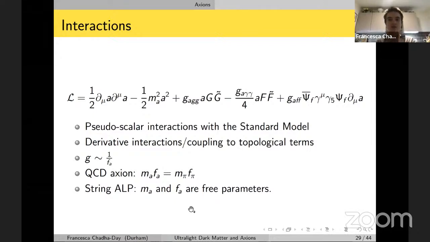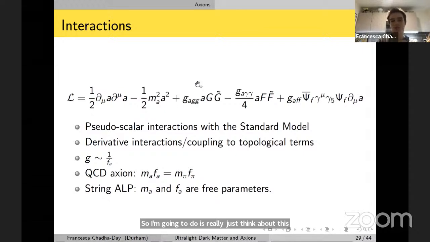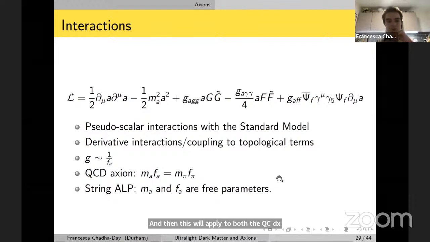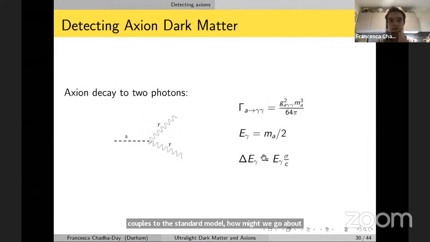So what I'm going to do is really just think about this Lagrangian where the mass could be anything, these couplings could be anything, and just explore the whole parameter space. And then this will apply to both the QCD axion and to axion-like particles. So given this Lagrangian, which describes how the axion couples to the standard model, how might we go about looking for axions? How might we detect axion dark matter?